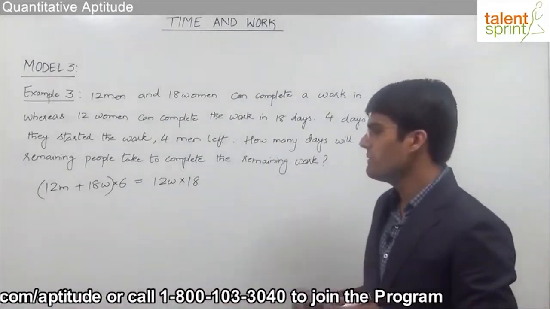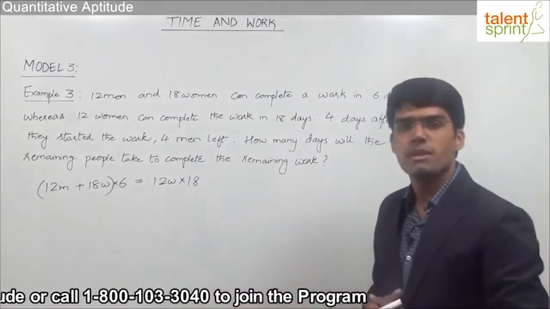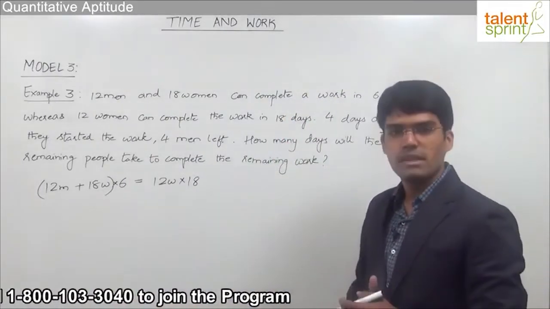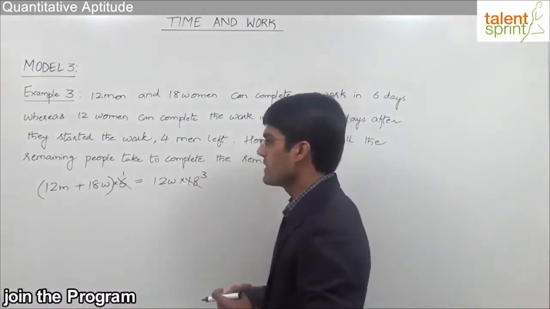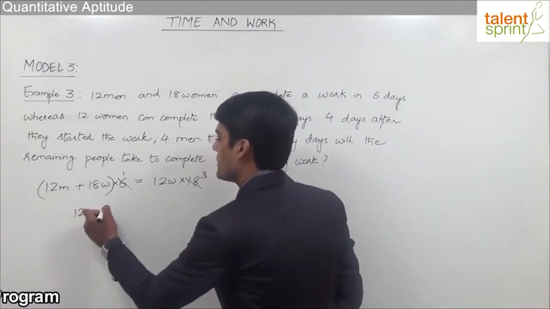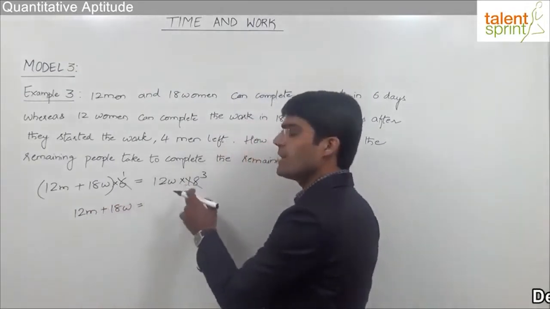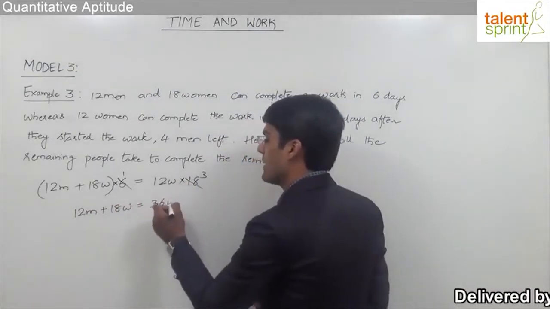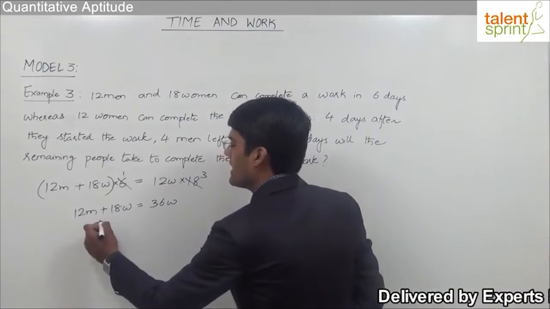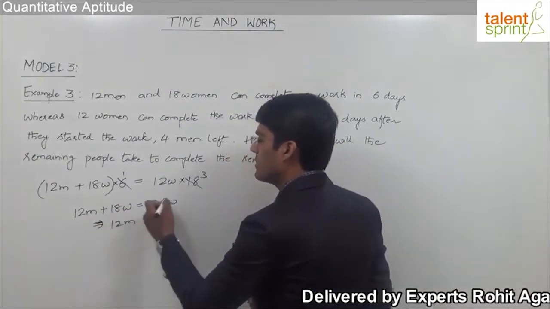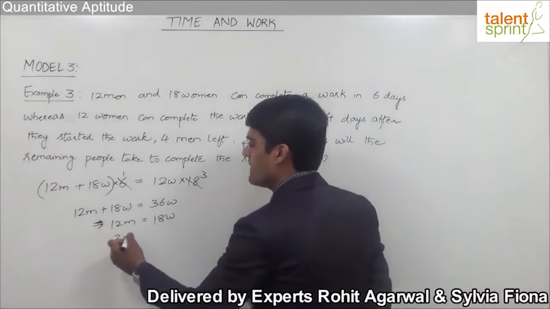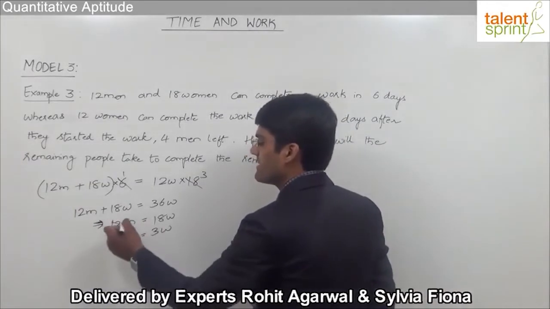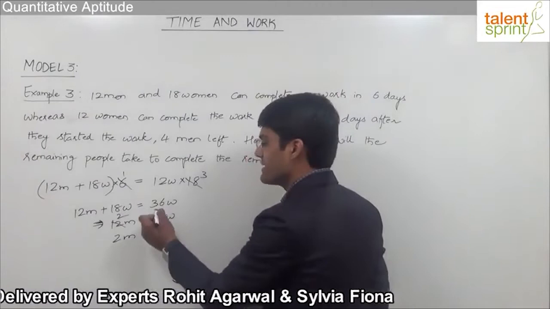To solve this question, we first need to establish the relationship between men and women from the given equation. 6 into 1 and 6 into 3 is 18. So we can say 12 men plus 18 women is 12 women into 3, that is 36 women. So when you take it to the other side, we get 12 men are equal to 36 minus 18, 18 women. Or we can say 2 men is equal to 3 women, since this is 6 into 2 and 6 into 3.